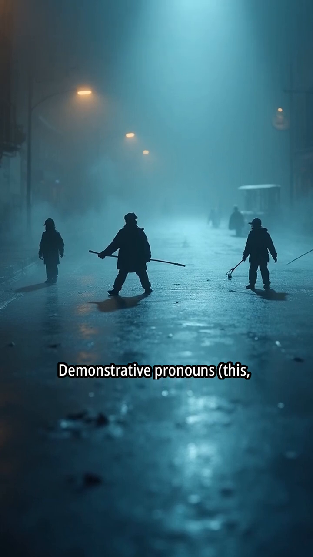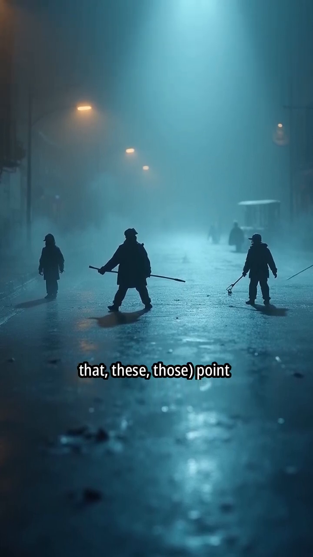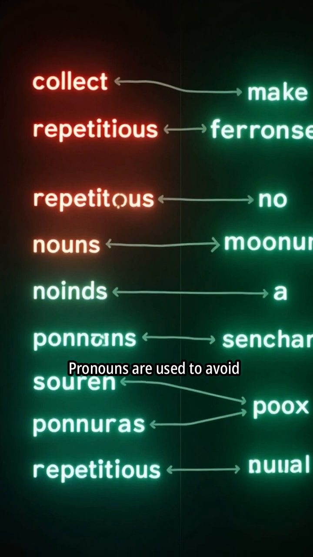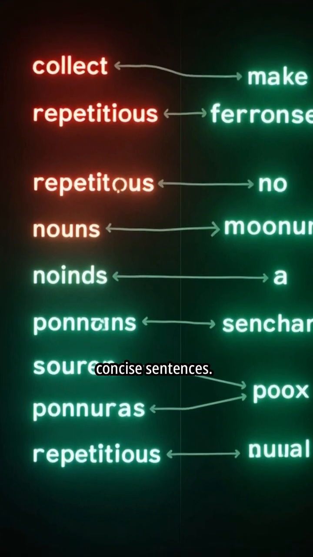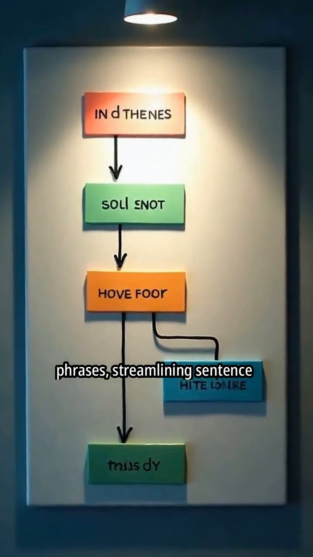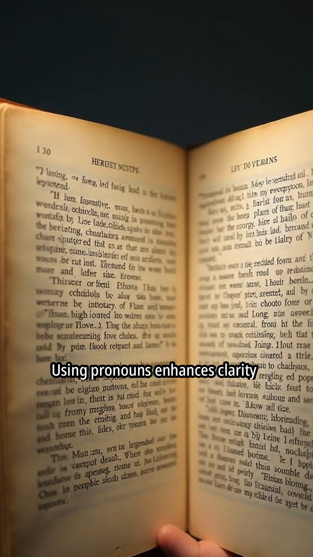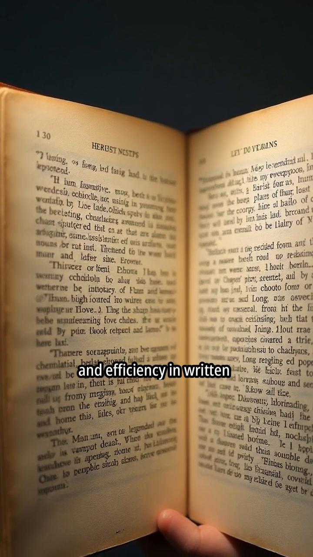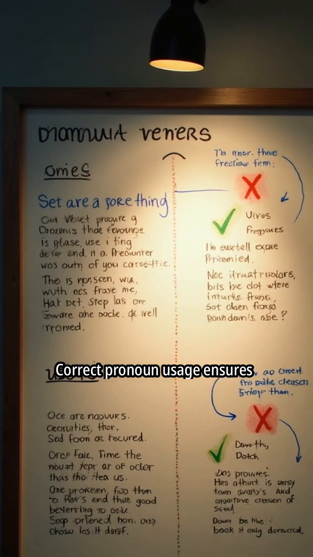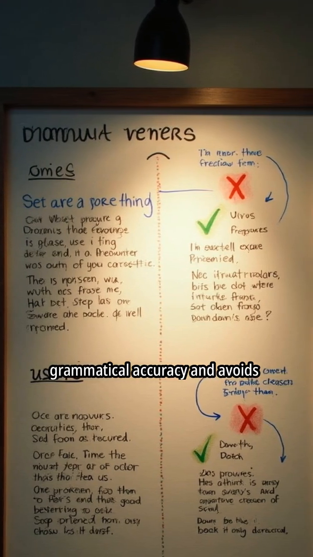Demonstrative pronouns, this, that, these, those, point to specific nouns. Pronouns are used to avoid repetition and create more concise sentences. Pronouns replace nouns or noun phrases, streamlining sentence structure. Using pronouns enhances clarity and efficiency in written and spoken language. Correct pronoun usage ensures grammatical accuracy and avoids ambiguity.